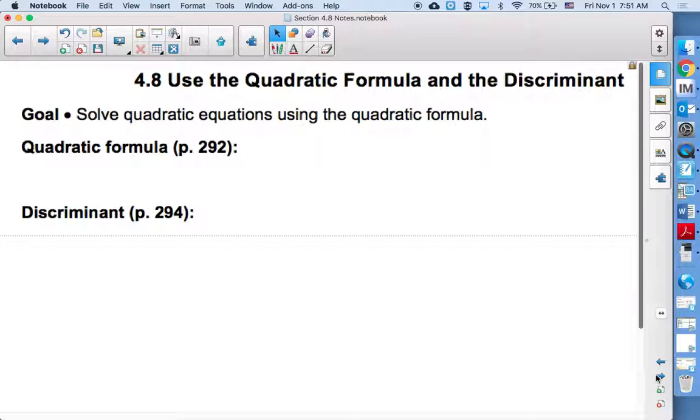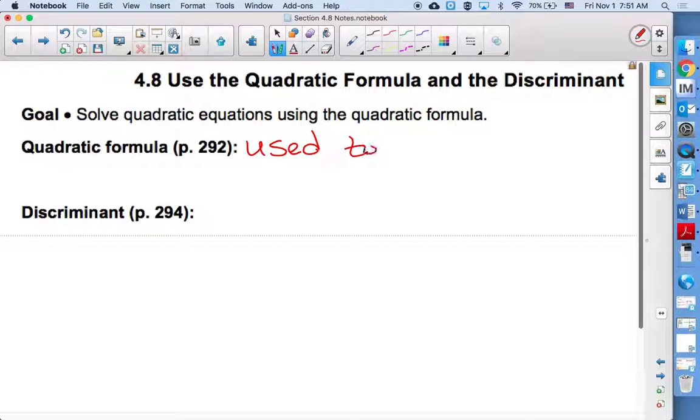4 different ways to solve equations when we have x squared. Factoring, using square roots, completing the square, which eventually does use square roots. And then the last option is called the quadratic formula. This is a formula to solve a quadratic equation. It literally is a formula.